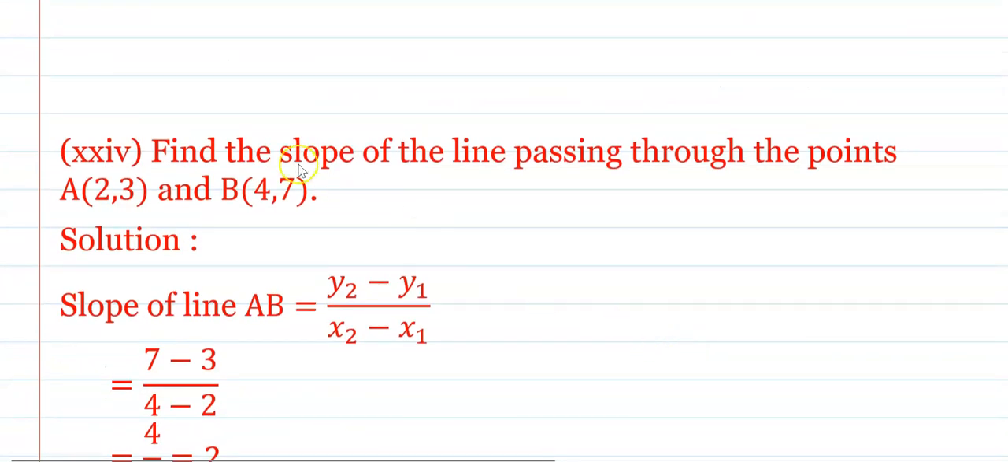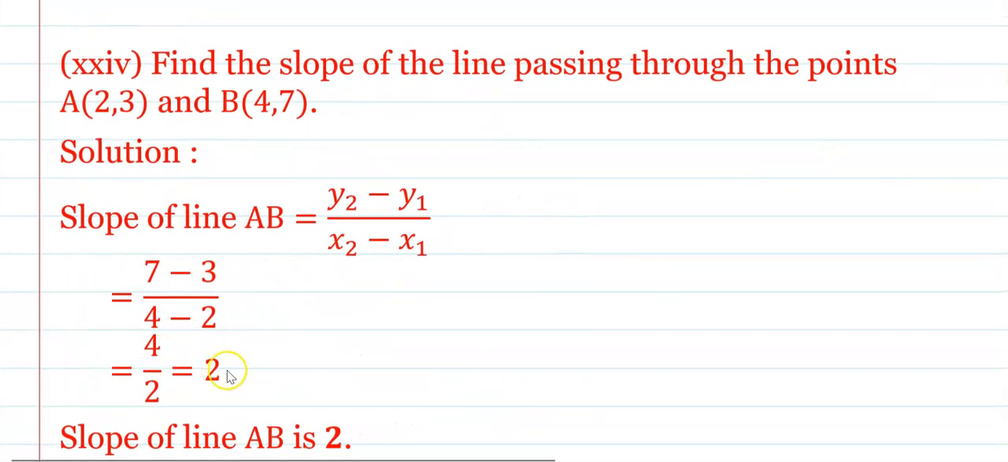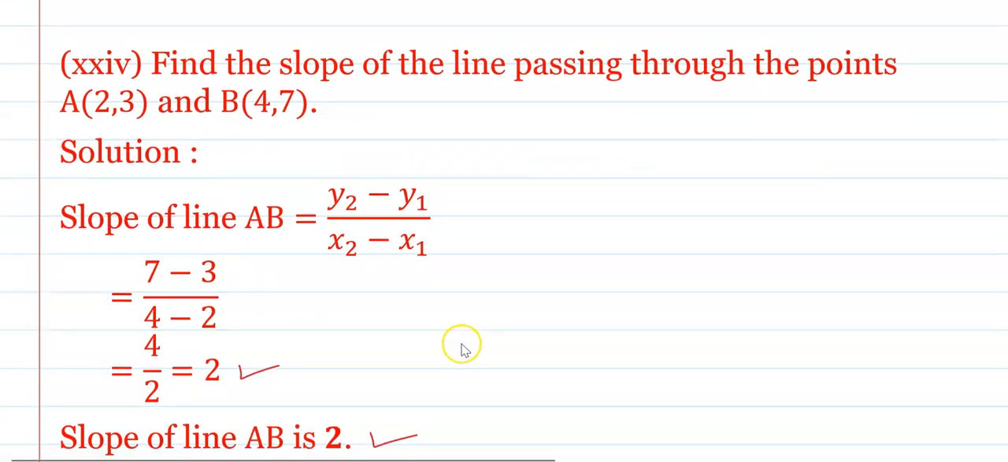Easy question. Find the slope of the line passing through the points A(2, 3) and B(4, 7). Now the solution. Slope of the line AB is equal to difference of y coordinates upon difference of x coordinates, that is y2 minus y1 upon x2 minus x1. y2 is 7, y1 is 3, so 7 minus 3, next 4 minus 2. Therefore, you will get 4 upon 2, that is equal to 2. Therefore, the slope of line AB is 2. Now the next question.